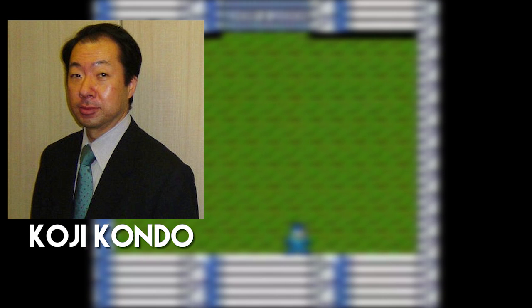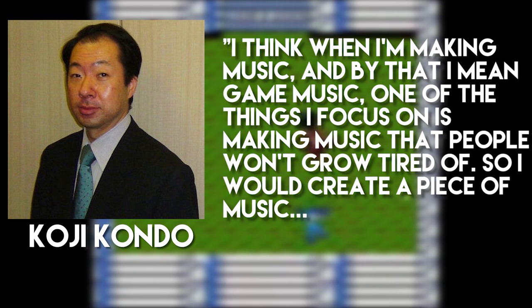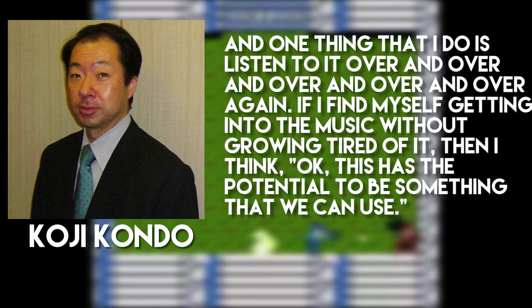Composer Koji Kondo stated in an interview, "I think when I'm making music, and by that I mean game music, one of the things I focus on is making music that people won't grow tired of. So I would create a piece of music, and one thing that I do is listen to it over and over again. If I find myself getting into the music without growing tired of it, then I think, okay, this has the potential to be something that we can use."